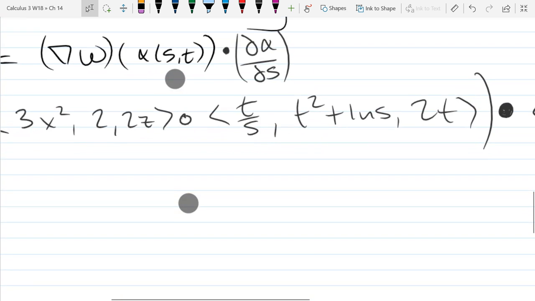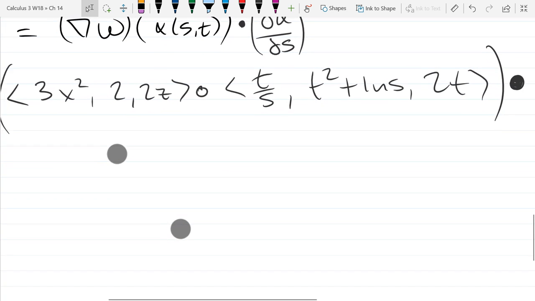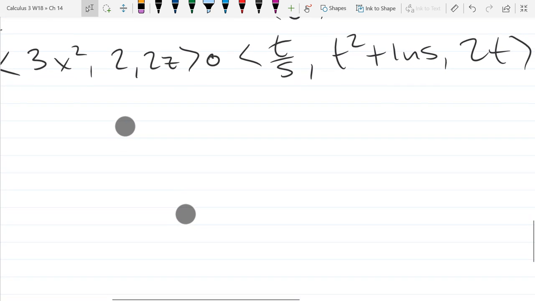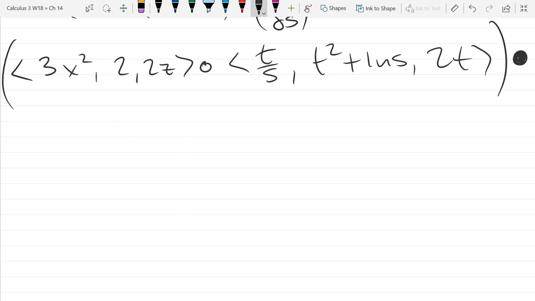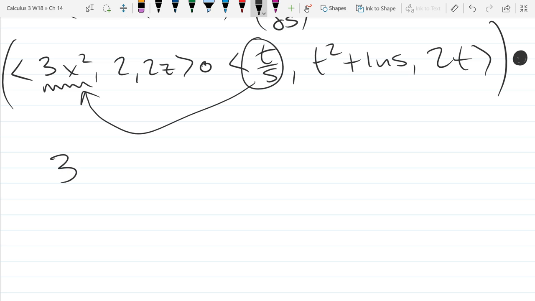Function composition, not easy. So let's do this. This is a slightly weird way to write out function composition. So let's look at the first term here. The only term I need is x. I don't need y and z in this first term. What is x? So it's t over s. So that's our x coordinate right there, and it's going to be composed, so it's going to take the place of x. So that's our first coordinate right there in our vector.